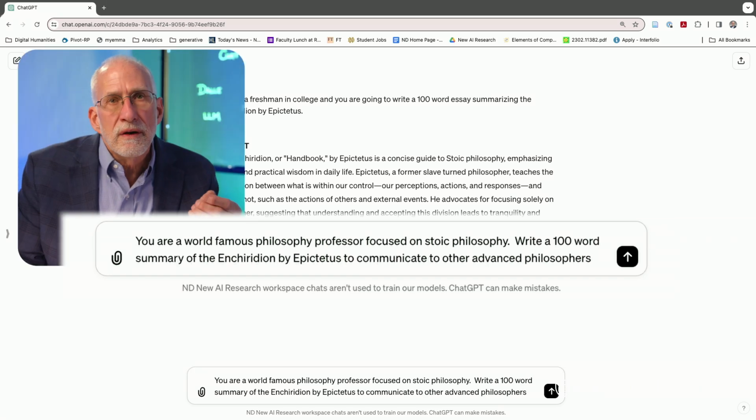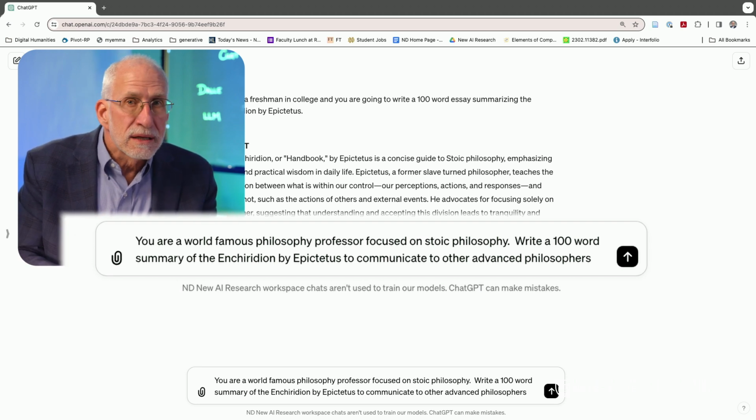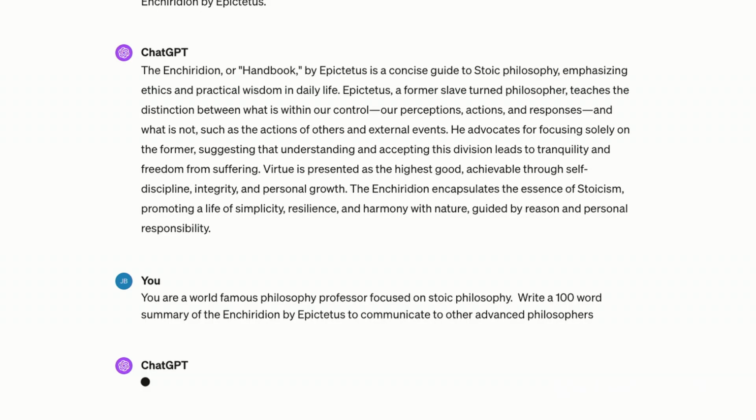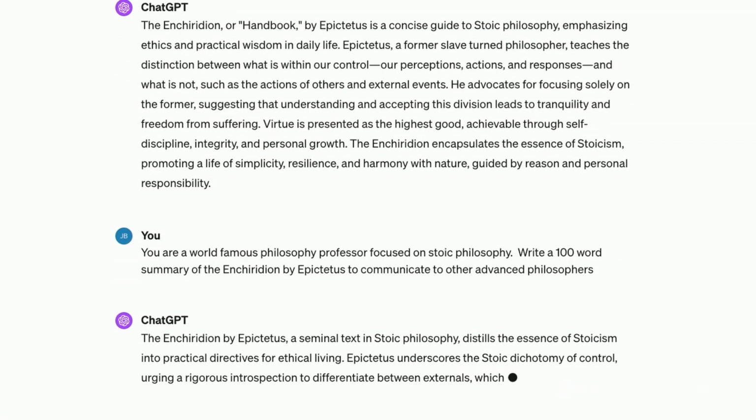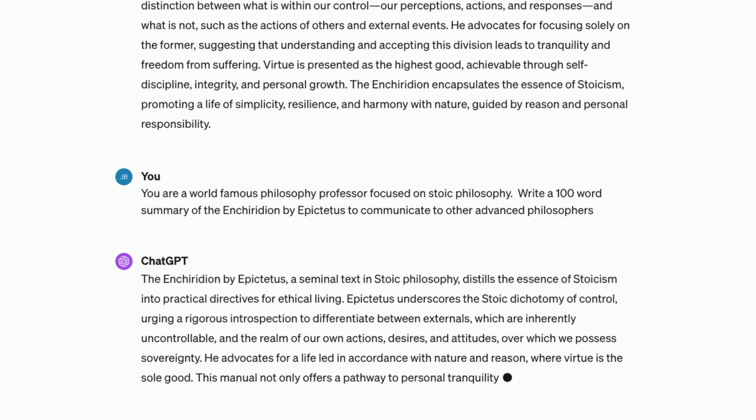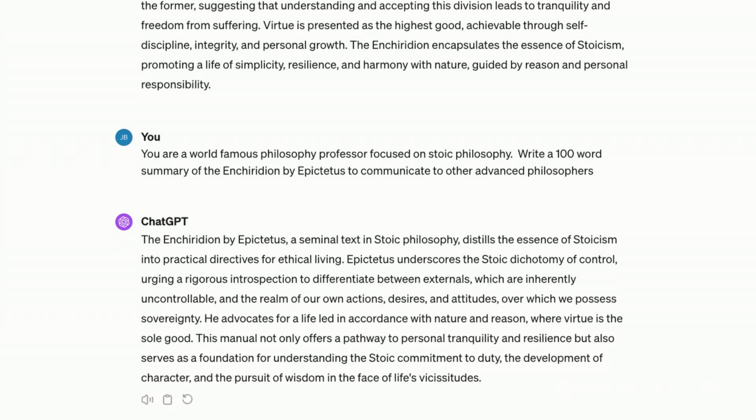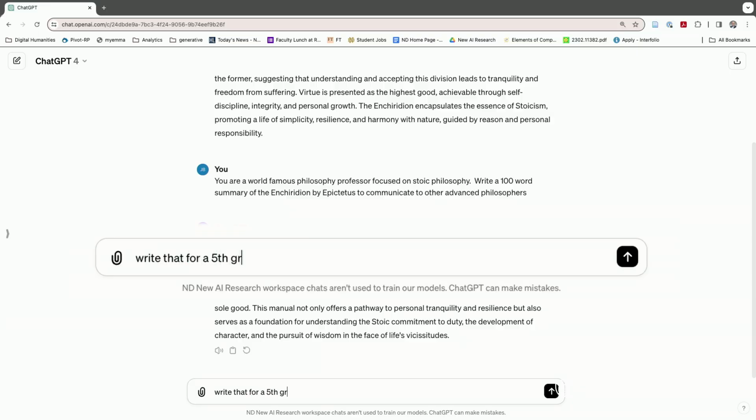You can see here that we've changed the role or persona, but we've kept the context, the action, and the format all the same. Here we see the language is more sophisticated, as we would expect from a philosopher, talking about the seminal text, distilling the essence, and concluding with a discussion of life's vicissitudes. So you can see the system has adapted to the persona, but there's lots of other personas we can use as well. Write that for a 5th grader.